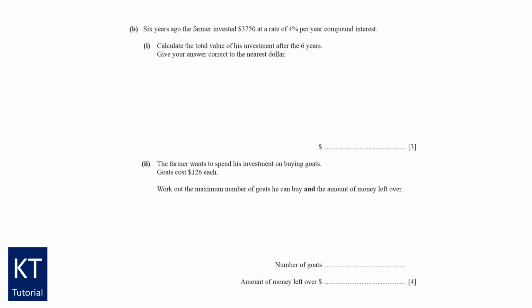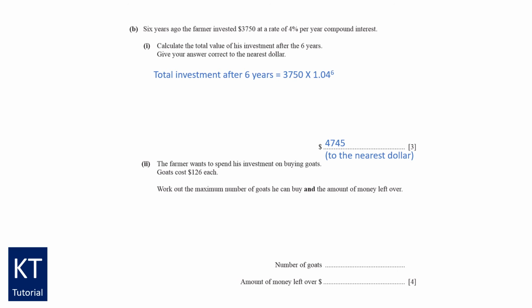Question 4b. 6 years ago, the farmer invested $3,750 at a rate of 4% per year compound interest. Calculate the total value of his investment after the 6 years. Give your answer correct to the nearest dollar. The required total investment after 6 years is 3750 times 1.04 to the power of 6, solved to the nearest dollar. Next, the farmer wants to spend his investment on buying goats.